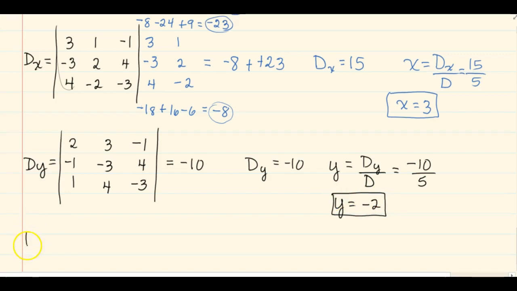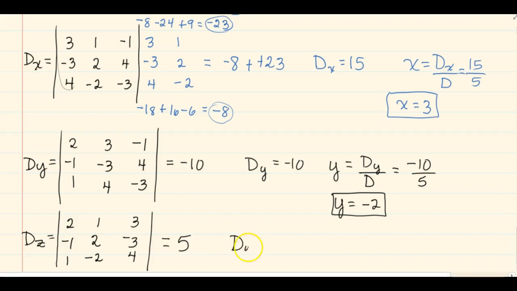Similarly, we do the same thing for dz. Again, remember, you're going to get your answer column, and you're going to put that where the z's go. And then the other two columns remain the same as the coefficient matrix. You're going to go find the determinant of this one. And you can find that if you know dz is equal to 5, then you know z is equal to dz over d, or 5 over 5, which is 1.